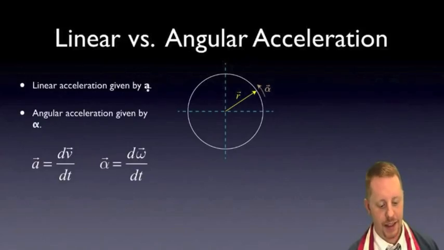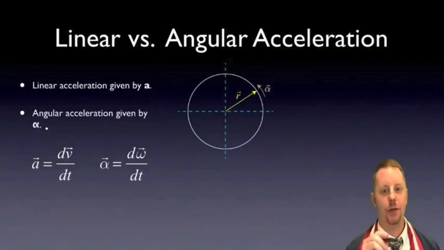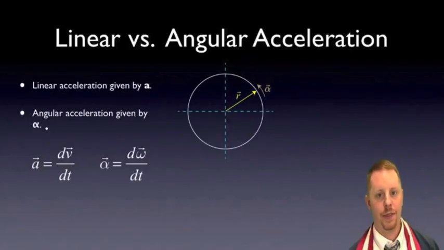Now here we have linear versus angular acceleration. Linear acceleration is given by a, and angular acceleration is given by alpha. And alpha equals the final omega minus the initial omega, over the final time minus the initial time.